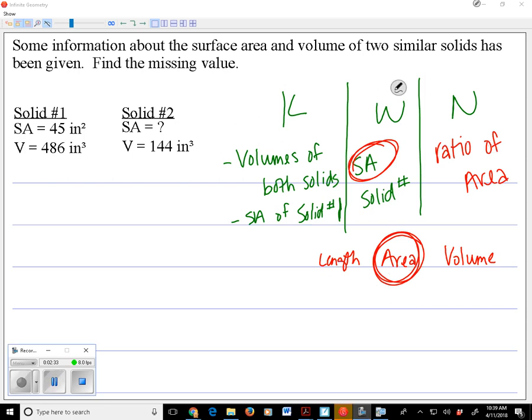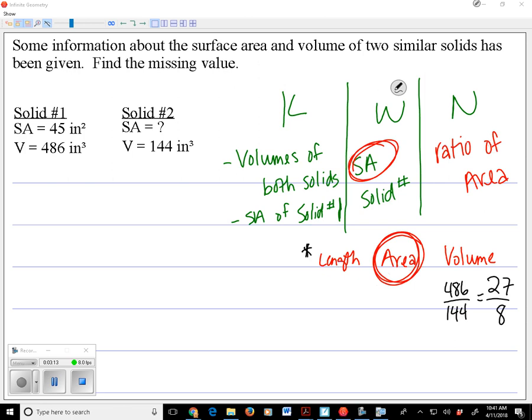So let's find that ratio based on the information we have. We know the volumes, so let's find the ratio of the volumes. 486 to 144 reduces to 27 over 8. Now, how are we going to find the ratio of the area when we only have the ratio of the volume? Remember what I said before. What ratio do we always have to go back to? Length. Always go back to length.